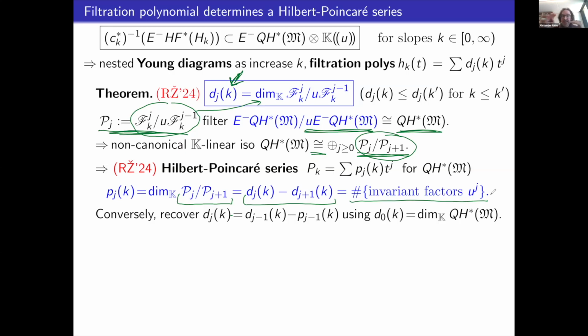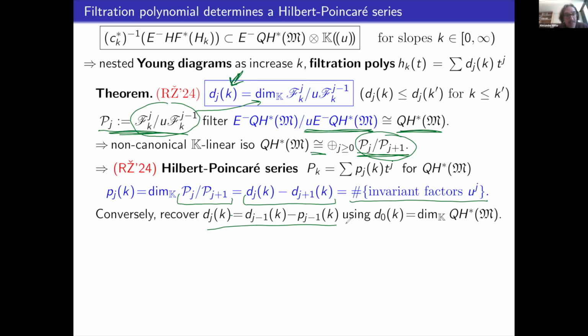And conversely, from the Hilbert-Poincaré series, you can reconstruct the filtration polynomial recursively. So these two polynomials, the one that we call filtration polynomial and the one that we call Hilbert-Poincaré series, they're equivalent to each other. You can recover one from the other. So in the first case, they're encoding invariants of the equivariant quantum cohomology, whereas the second one, the Hilbert-Poincaré series, is encoding invariants of the classical cohomology, but the way you got these invariants depended on the equivariant Floer theory. That's how you got the filtration, these quotients, and so on.